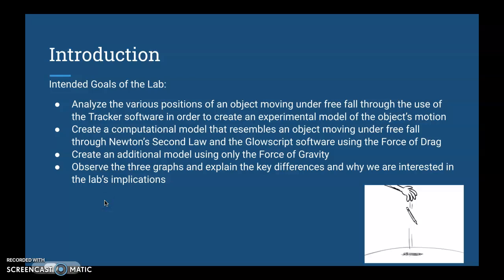Some of the intended goals of this lab were to analyze the various positions of an object moving under free fall through the use of the Tracker software in order to create an experimental model of the object's motion, to create a computational model that resembles an object moving under free fall through Newton's second law in the GlowScript software using the force of drag, to create an additional model using only the force of gravity, and to observe the three graphs and explain the key differences and why we are interested in the lab's implications. We may be interested due to the concepts of gravity and drag and how we can manipulate these forces in order to change the free fall of an object.